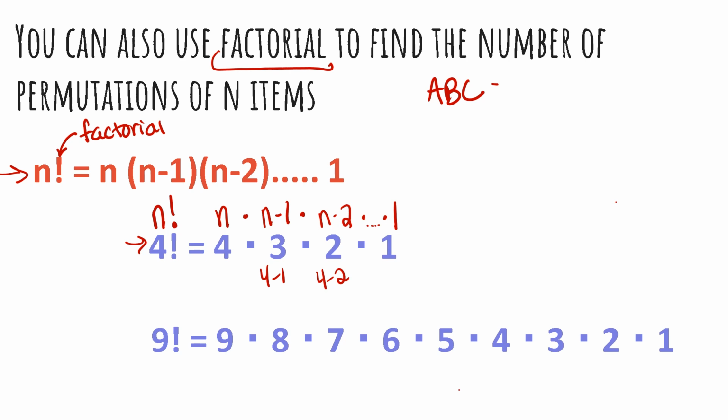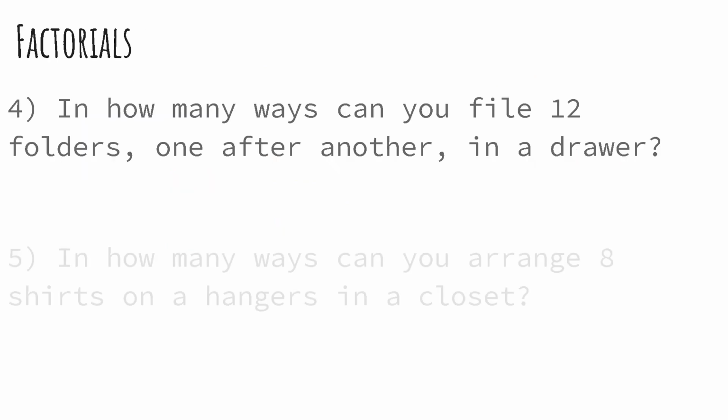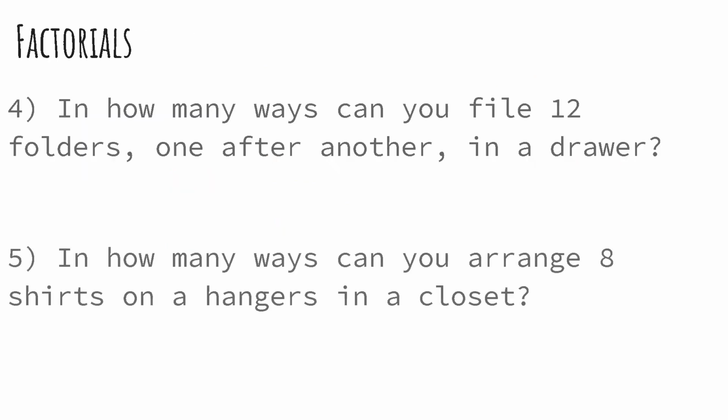For the last one, ABC, we were trying to rearrange this into however many ways we could, and we found it was 6 ways once we made the list. We had 3 things that we were arranging, so we could do 3 factorial, which is 3 times 2 times 1, which is indeed 6. So instead of having to do a list, we can just do the factorial. Like on the next one, it asks how many ways can we file 12 folders in a drawer? We would do 12 factorial.